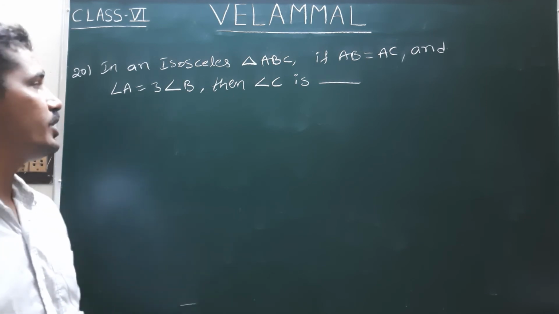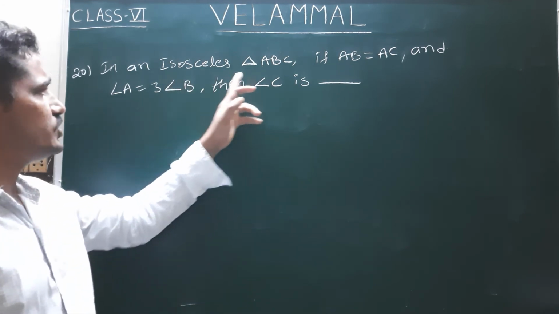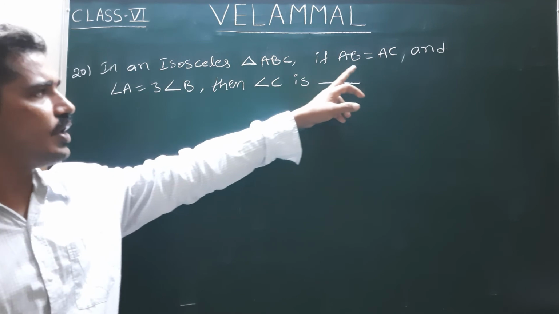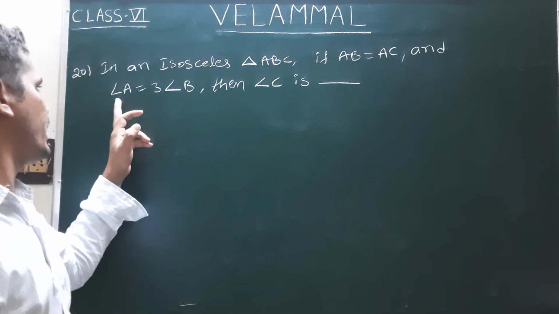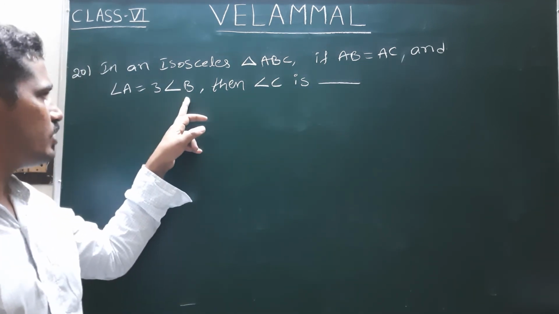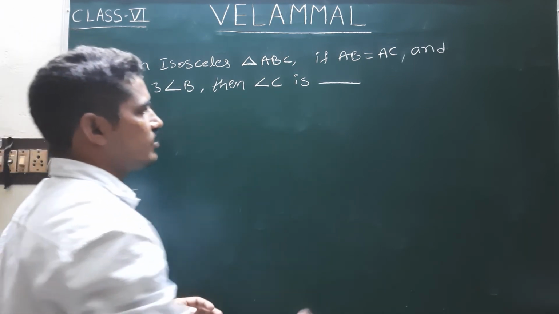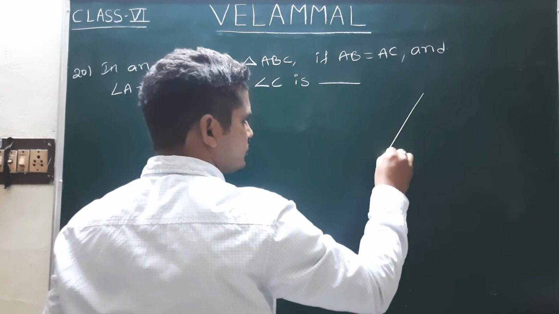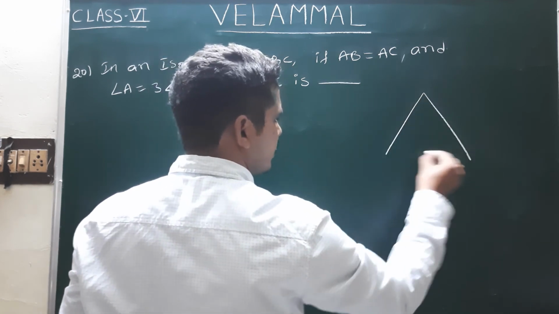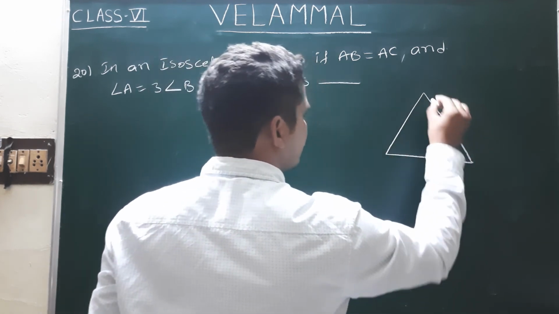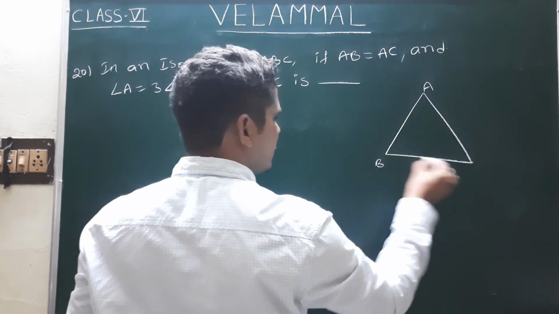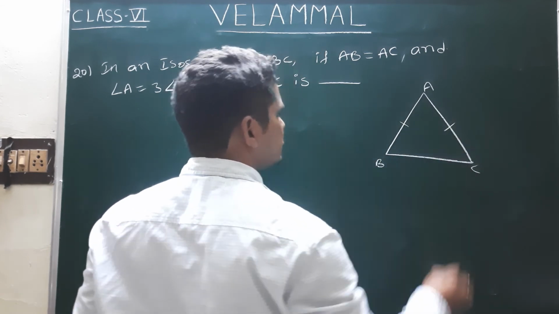Next we have the 20th question, that is in an isosceles triangle ABC, if AB equal to AC and angle A is equal to 3 into angle B, then angle C is how much is the question. See which type of triangle is given, it is isosceles triangle. So we have taken the isosceles triangle and also given as AB is equal to AC. So that means these two are equal.